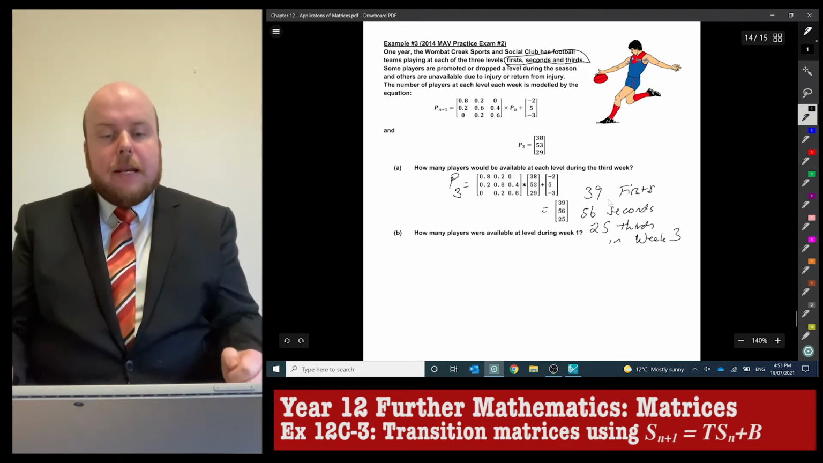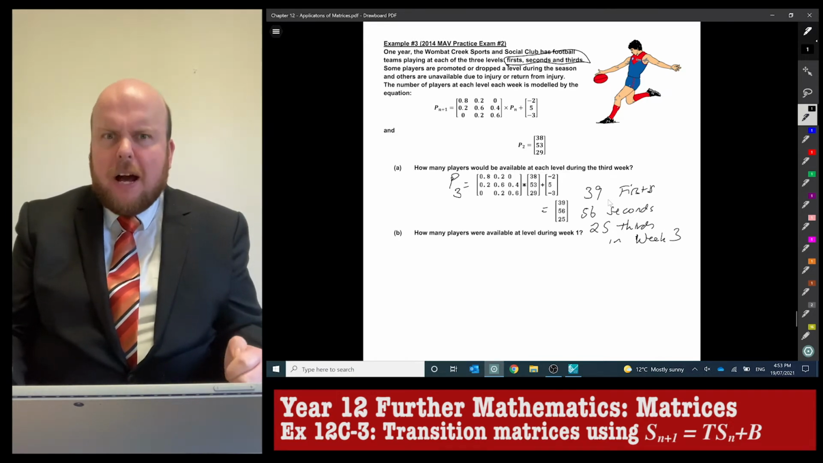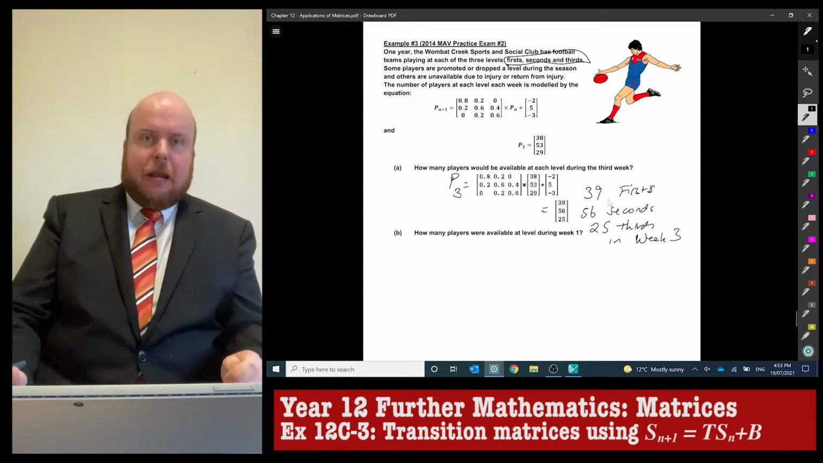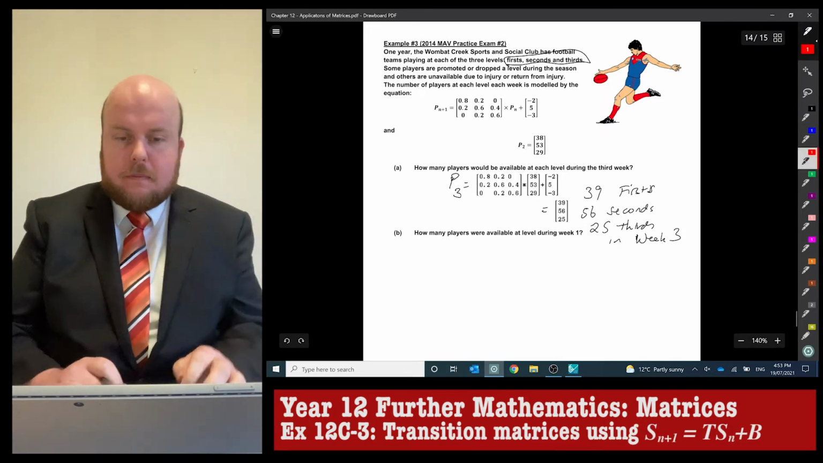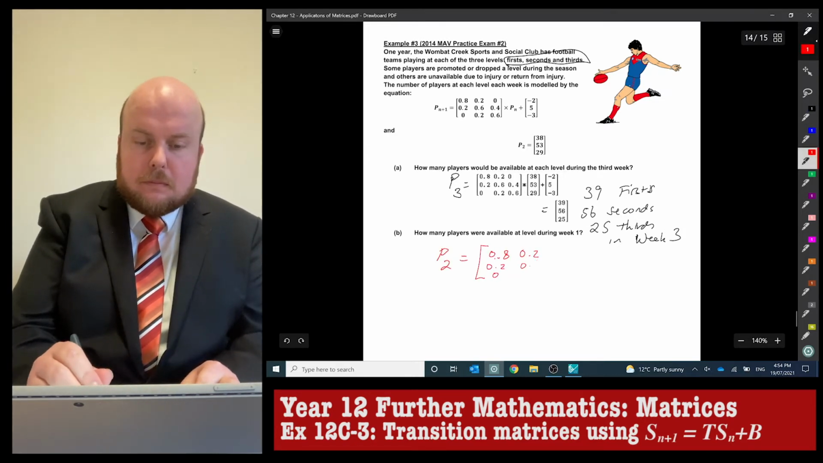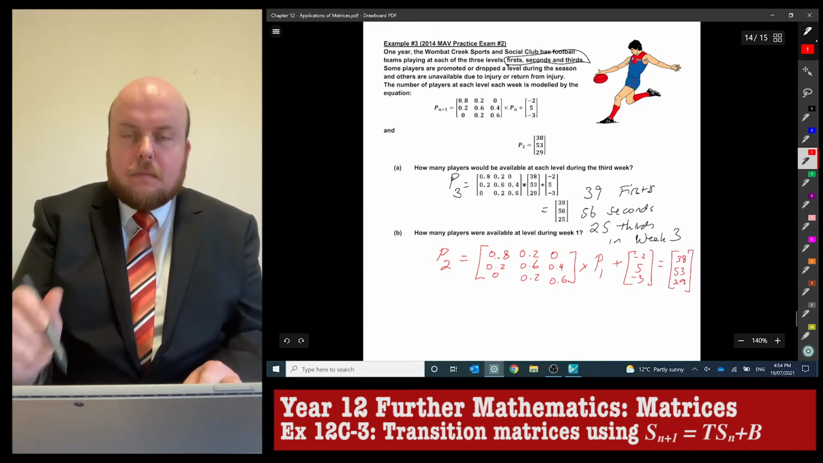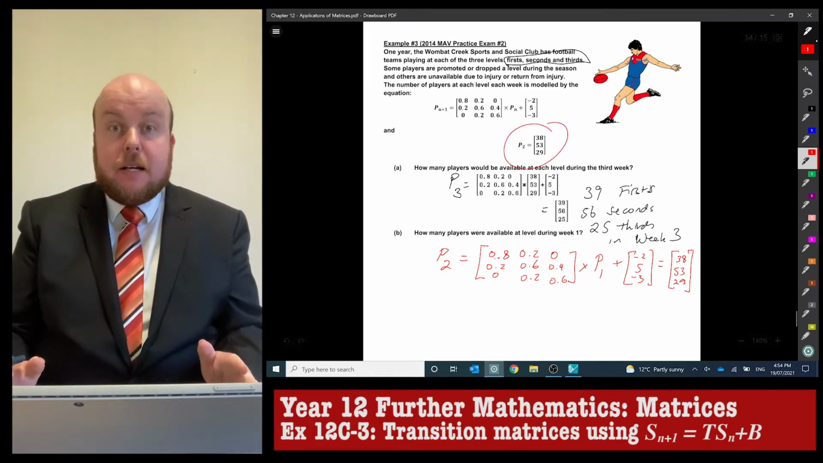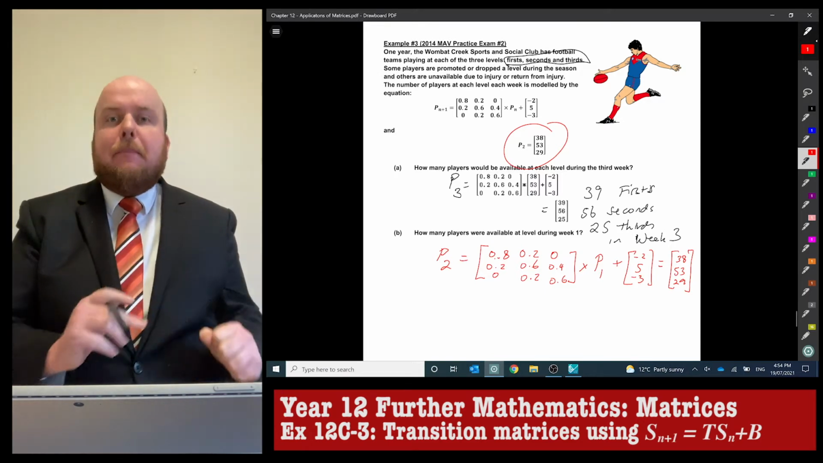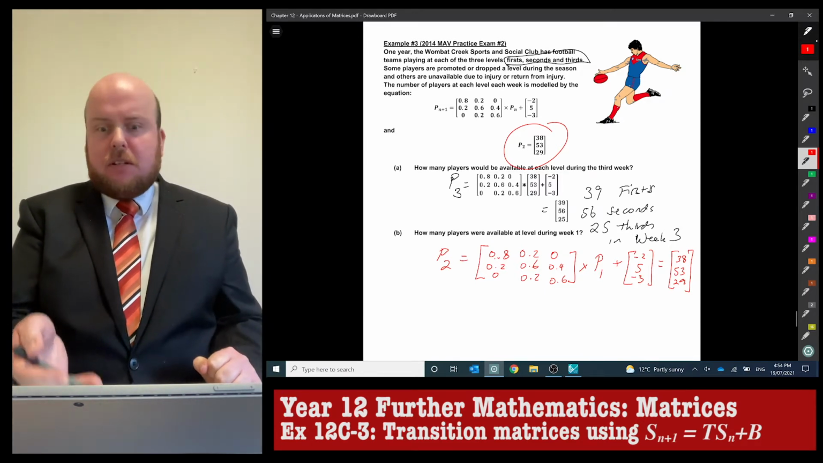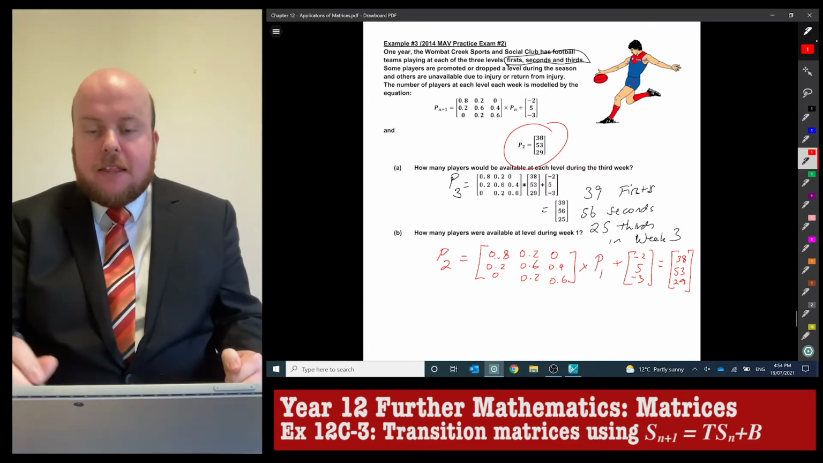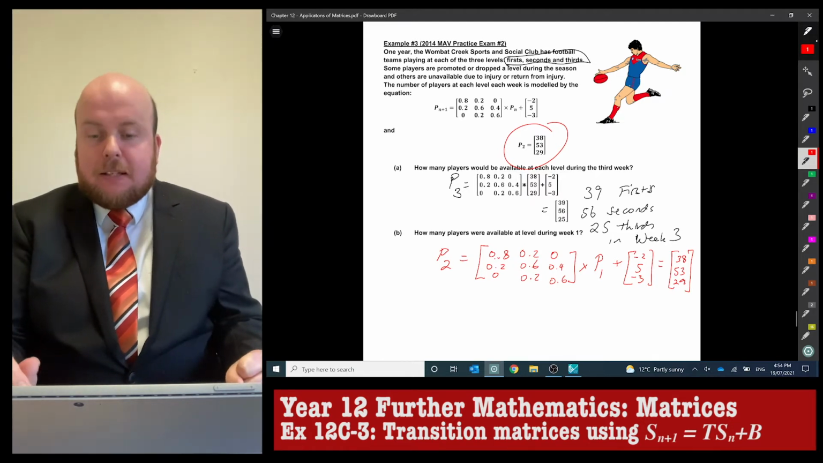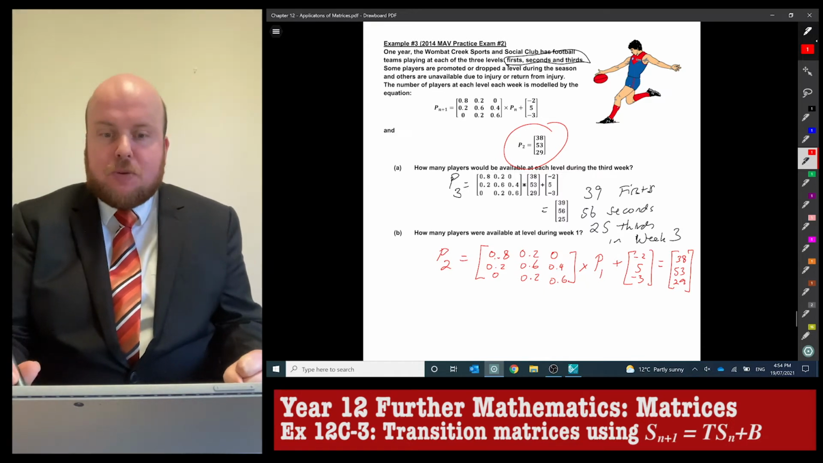Now here we go. How many players are available at each level during week 1? We're going to go backwards. So we were given a value for P2, which is this 38, 53, 29. In order to get that value, there must have been a P1. So it would have been the transition matrix times this P1, we don't know what it is, plus this matrix that we do know about, and this gets us our final answer of 38, 53, and 29.